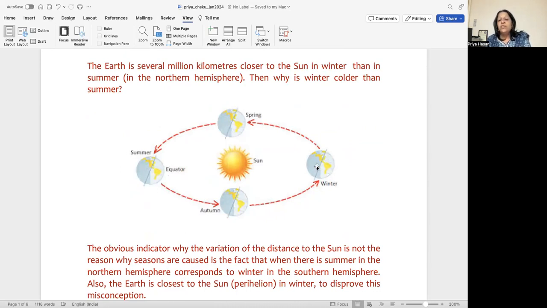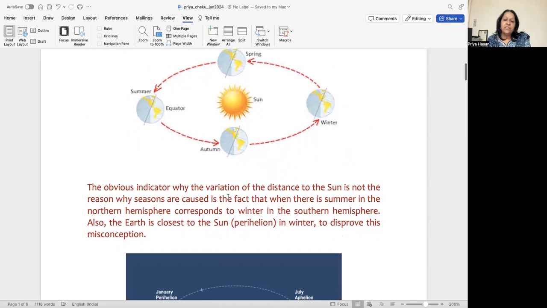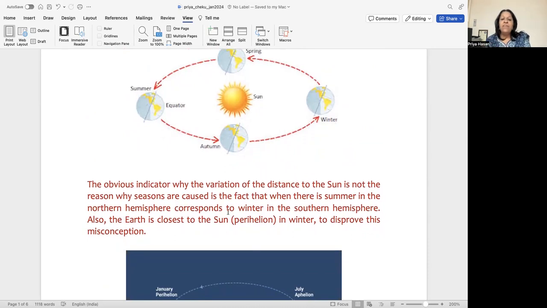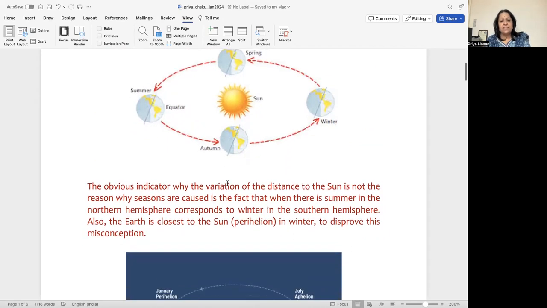Similarly, in winter, you can see that the southern hemisphere is tilted towards the sun, which gives it summer, and here in the north you'll have winter. So the actual reason for the seasons which we have on the earth is the tilt of the axis. Had the axis of the earth not been tilted, then we would not have had our seasons.